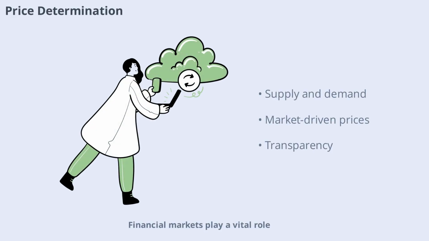Financial markets play a vital role in determining the prices of various securities. Prices are set through the interaction of supply and demand among investors. This dynamic process ensures that securities are fairly valued, reflecting the latest information and market sentiment.